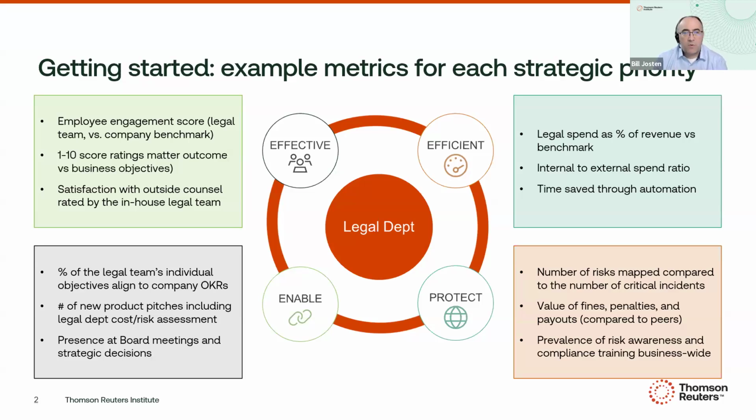But what we wanted to talk about here, just as a starting point, was some examples of metrics for each of these key strategic priorities. And we use these 4 strategic priorities as an overarching framework for the areas of responsibility within the corporate law department. You have to be effective in your operation. You have to be efficient in how you operate, so cost effective, or cost efficiency, essentially.